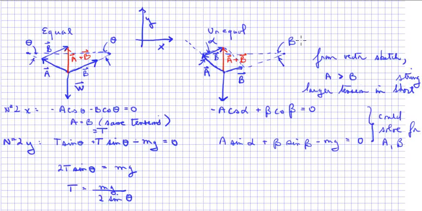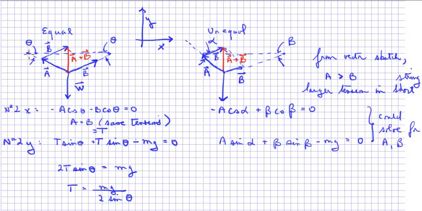Okay, this is a short YouTube on the scenario of a weight hanging, first of all, from two equal strings, and second of all, from two unequal strings. We talked about these in class today. I'm just going over it as an example of a 2D statics problem.